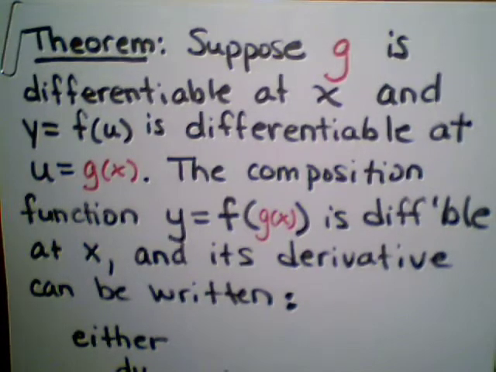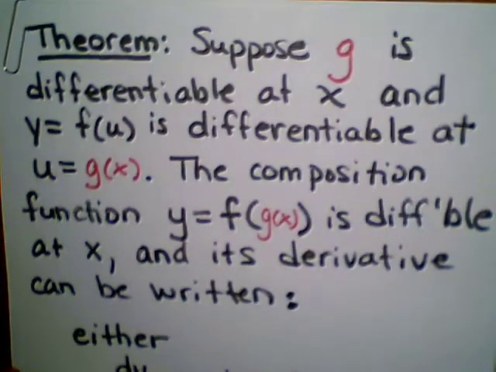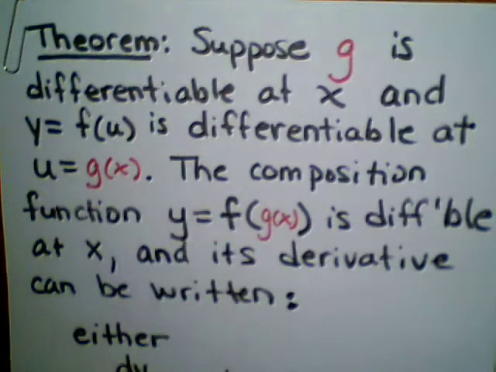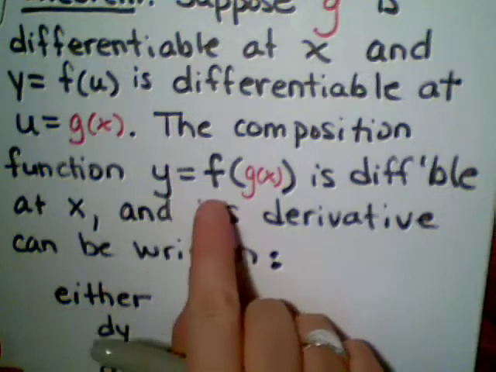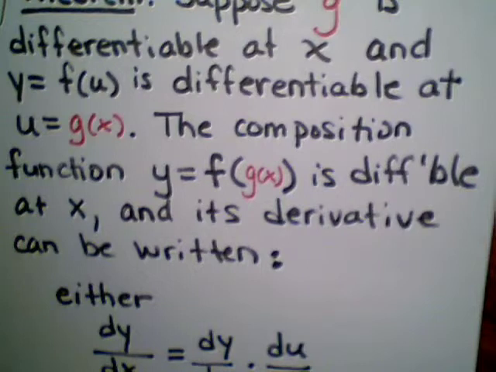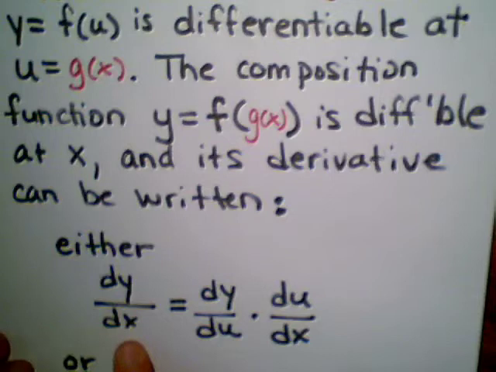Suppose g is differentiable at some value x. And suppose y is a function of u, and it's differentiable at any u equals g of x. The composition function y equals f of g of x is differentiable at x. And its derivative can be written one of two ways. Either it can be written with Leibniz notation, where we label the derivative dy over dx, and we calculate the derivative in two pieces, and we take the product dy du times du dx. That's what we'll use in this video.